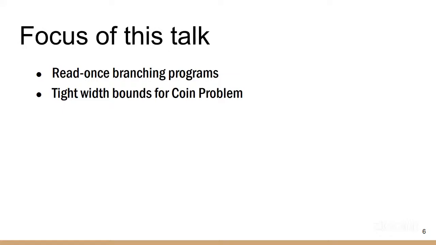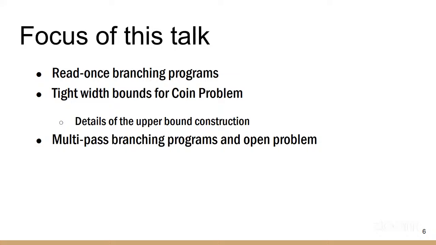So we will talk about what we mean by the width of a read-once branching program, but the computational resource we care about is width. We are given n coins and we want to figure out if they are biased towards heads or tails using as low width as possible. We will see recent research proving tight width bounds for solving the coin problem in read-once branching programs. We will look into the details of an upper bound construction, that is, give a read-once branching program that solves the coin problem. And then finally, I want to mention very briefly the recent results in multi-pass branching programs and end with the open problem in this direction.